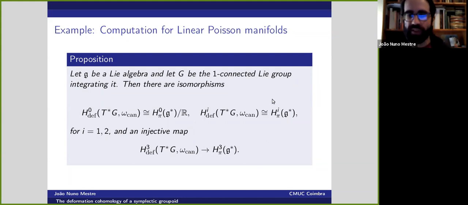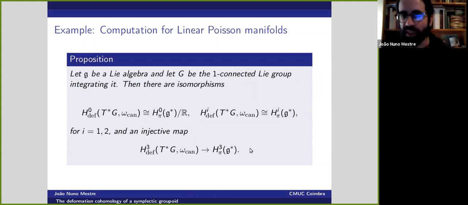So what this theorem says is that essentially at the infinitesimal level, the deformation theory for this symplectic groupoid and this Poisson manifold is the same. Because if we have something that is unobstructed, how is it? So this map is injective, meaning that obstructed things cannot go to unobstructed things.